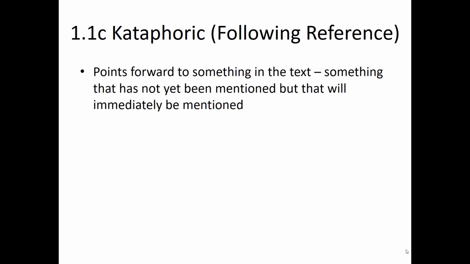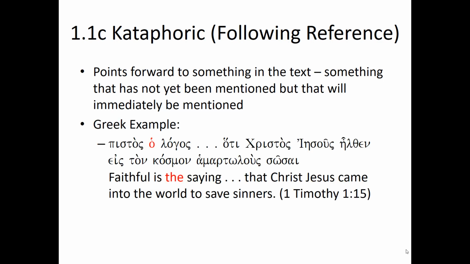There's another use called kataphoric, the pointing forward type of article. Now, this one is not very common, and some syntax volumes don't even cover it. But it does occur every now and again, and since we did the anaphoric, the pointing back, I wanted to look at the kataphoric, the pointing forwards. What happens here is that the article will point forward in the text to something that's about to be said. It hasn't yet been said, but it's about to be said.